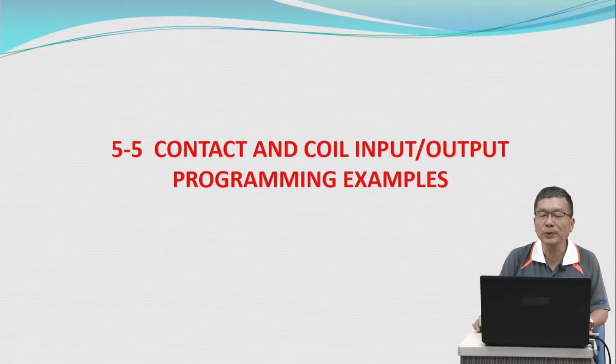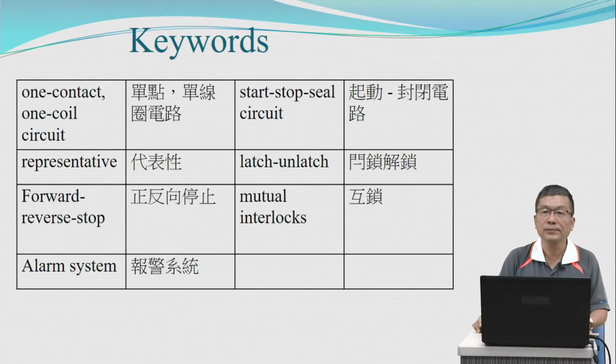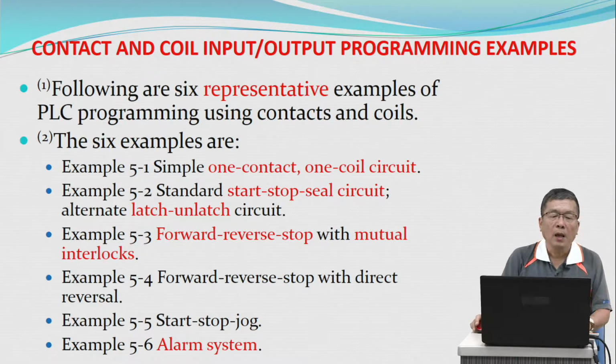Contact and coil input-output programming examples. The keywords: one contact, one coil output circuit; start, stop, seal circuit; representative; latch, unlatch; forward, reverse, stop; mutual interlock; alarm system. Following are 6 representative examples of PLC programming using contacts and coils.